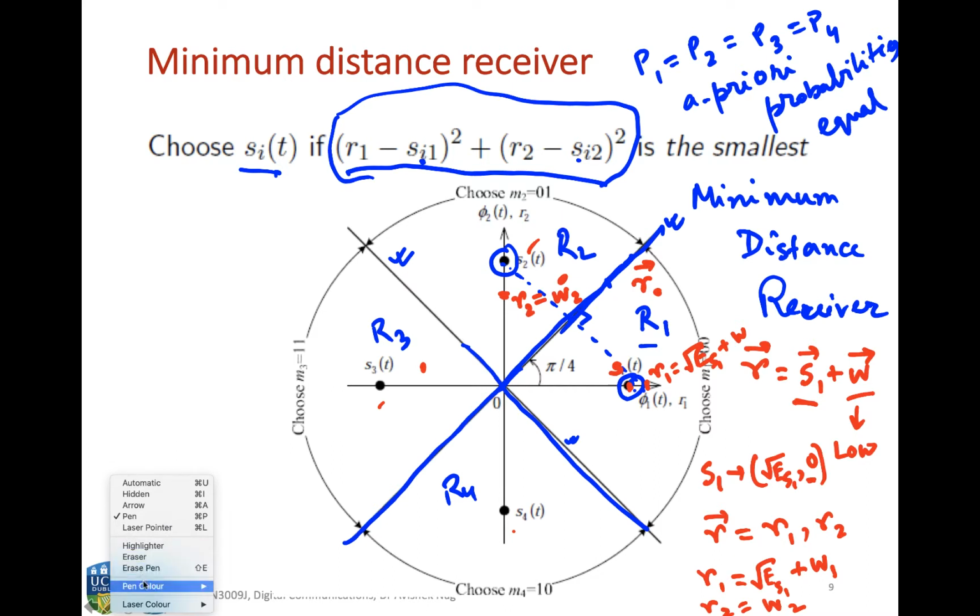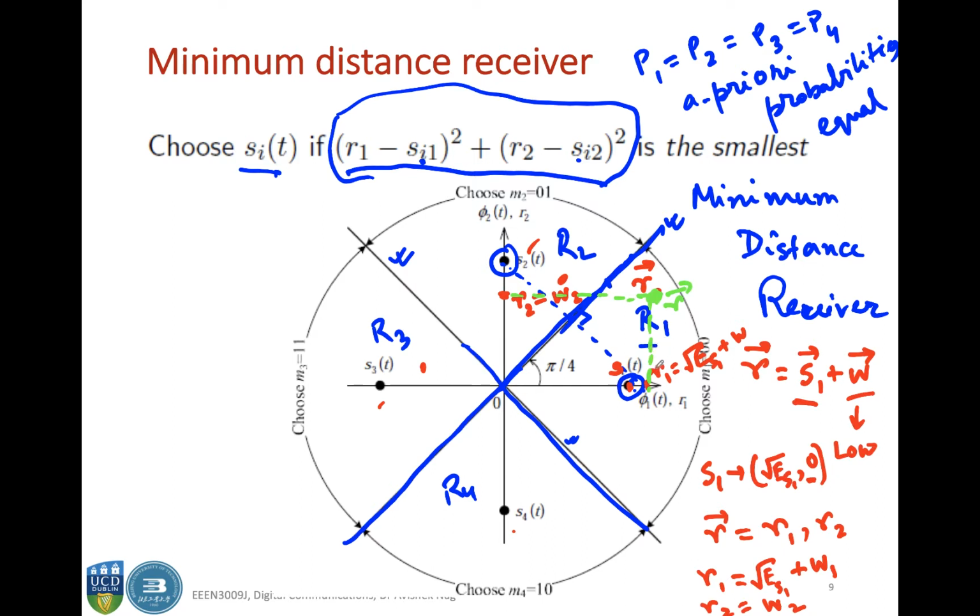Now if I try to plot the received signal, this will be my received signal. And this received signal, whatever is dotted here, falls within the region capital R1. So even after addition of noise, you can see that I can decide that S1 was transmitted.